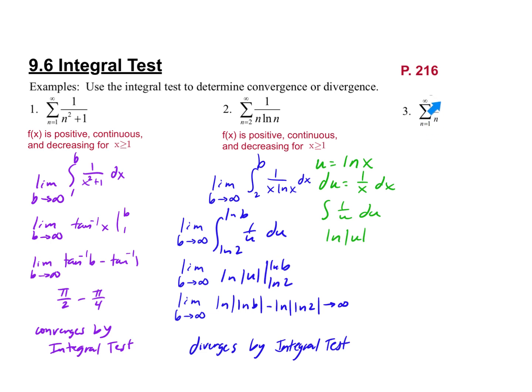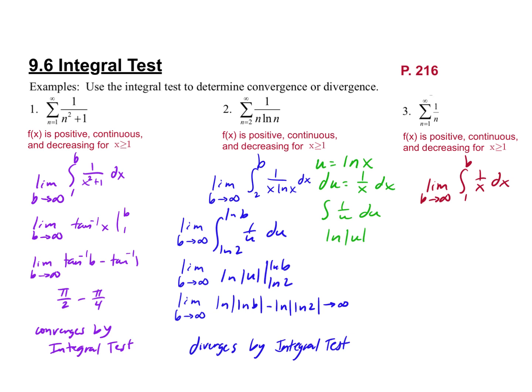So the terms are getting smaller, so there's my decreasing. They're positive, and there's no hole. The only way there could be a hole would be n equals 0. So we're good there. Our conditions are good. Okay, we've already looked at the limit of this, or the integral of this. Let's go on with it.